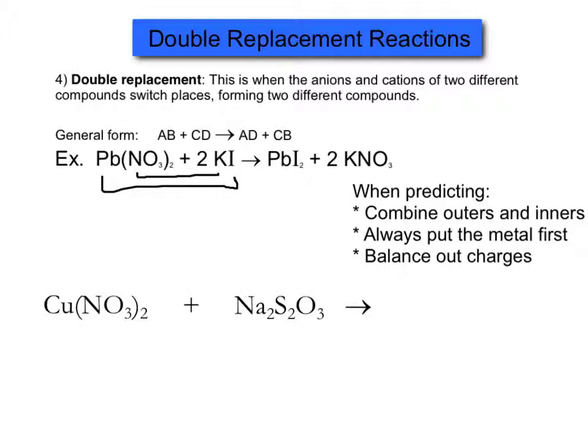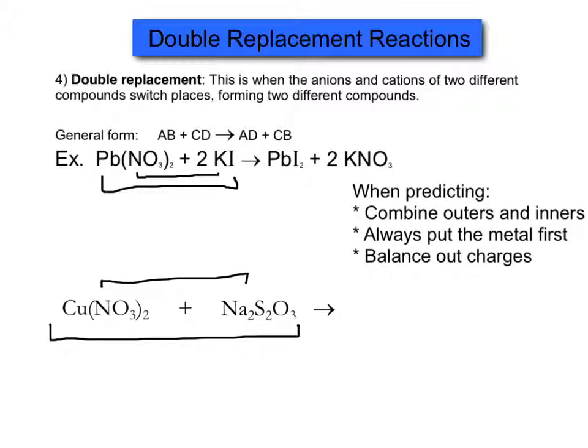Okay, so for our example, we're going to combine the outers and inners. It means that copper will be combining with thiosulfate, S2O3, and then sodium will be combining with the nitrate. Let's start writing out the formulas. First we need to do a little resizing so that we have room. Before we combine the outers and inners, some people may be a little confused as to where these two compounds break apart. In other words, for the copper 2 nitrate, what is the positive ion, what's the negative ion?